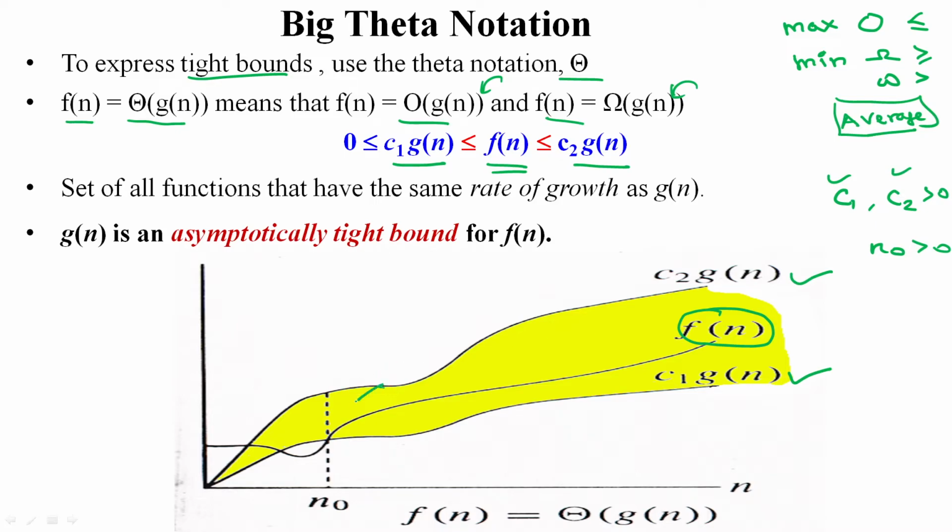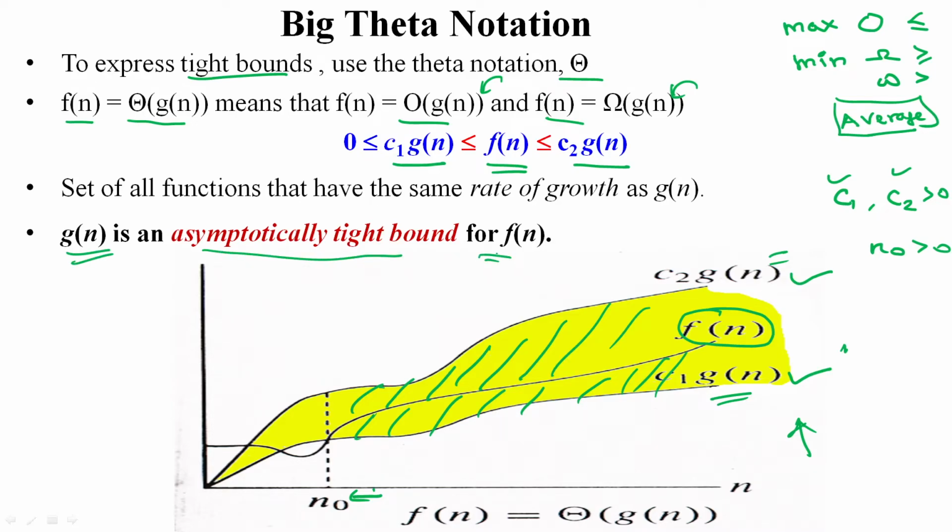So this portion is the tighter bound, the average case. After the input size n0, f of n is always greater than c1 into g of n and less than c2 into g of n. So in this context we can go with big theta of g of n. So this represents the average time consumed by the given algorithm. So here g of n is an asymptotically tight bound for f of n. Tight bound in the sense of average time. f of n is the average time consumption.